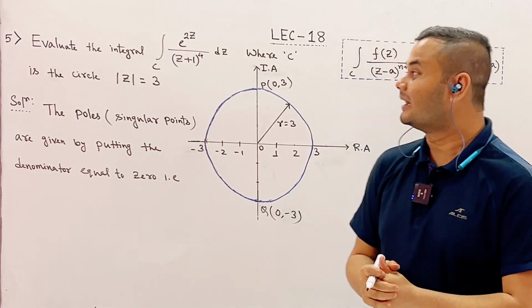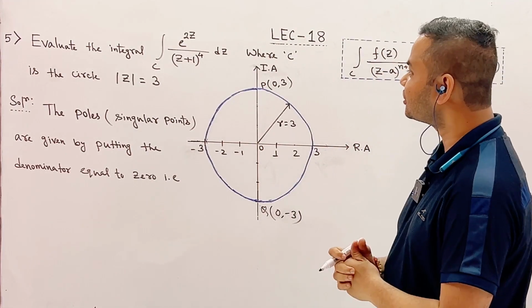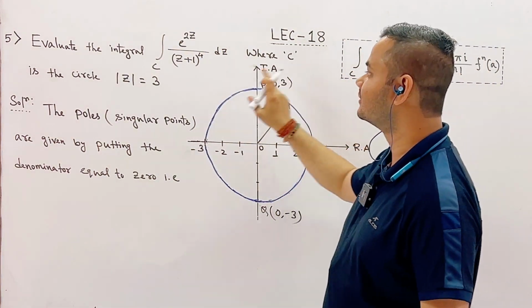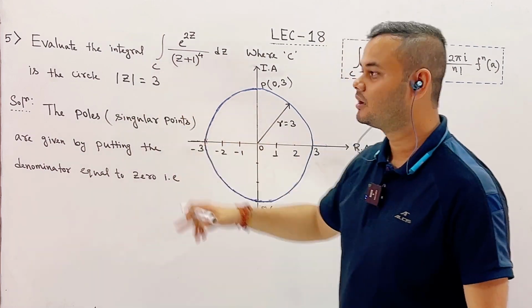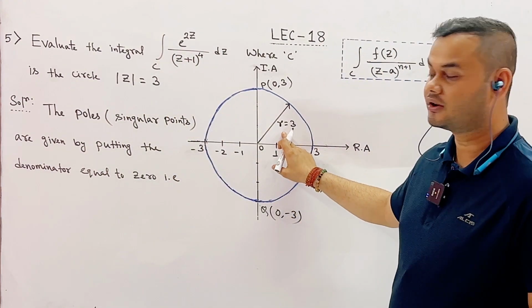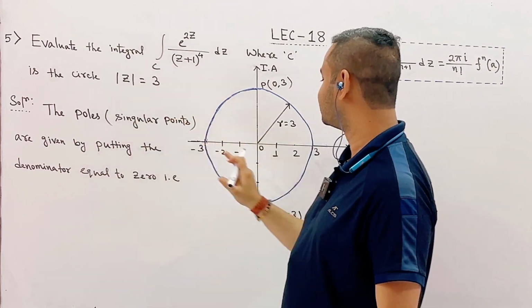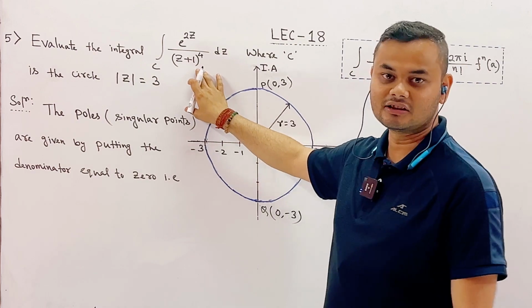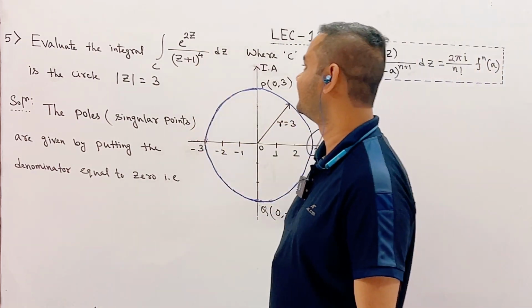Now let us solve the last problem. According to this problem, we have to evaluate this integral where C is the circle modulus of z equal to 3. So according to this problem, the radius of the circle is 3 and the center is located at the origin. So first, let us calculate the singular points or poles for this integrand.